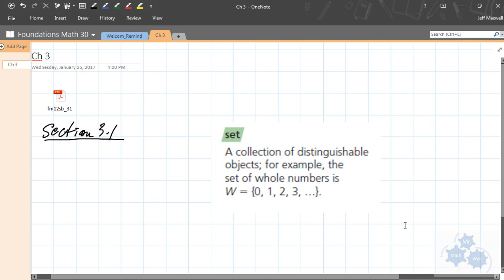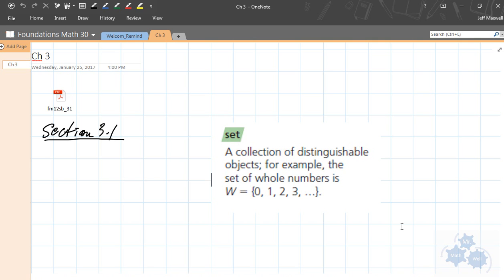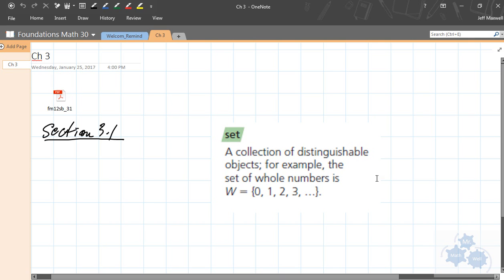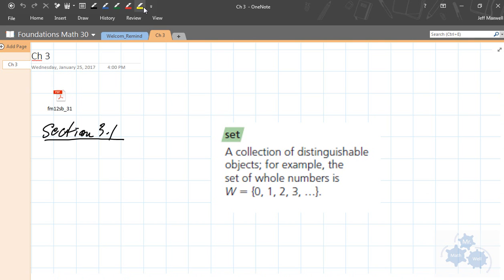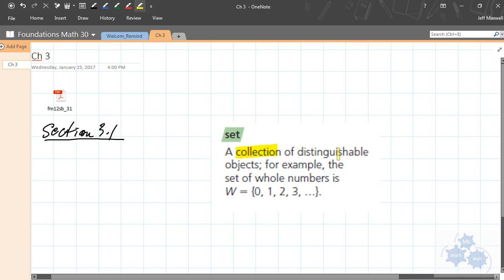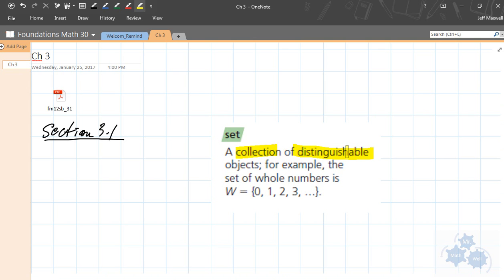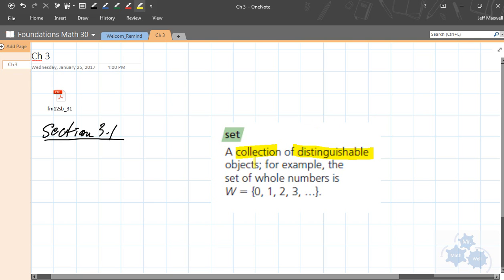A set of something, and you know intuitively what a set is, okay? It's a grouping of different things, but mathematically the definition might sound a bit different than what you would intuitively think. So that's why we're going to go over the definition. A set is a collection of distinguishable. Now this word means that each item is different, okay? So we're not talking about a bunch of identical objects. We're talking about distinguishable objects, ones that are different from each other.